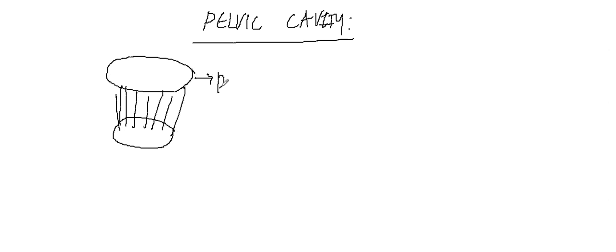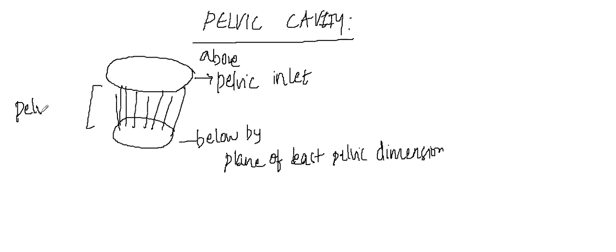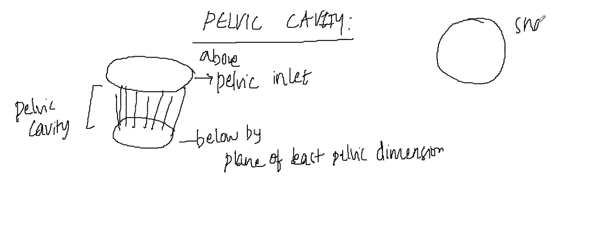So it is bound above by pelvic inlet and below by plane of least pelvic dimensions. Okay, this segment is called as pelvic cavity. Right, now what is the shape of the pelvic cavity? Pelvic cavity shape is almost round.